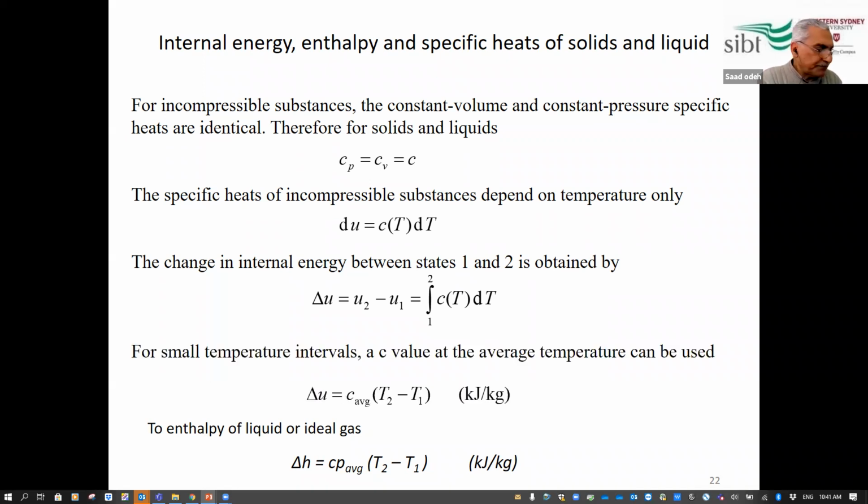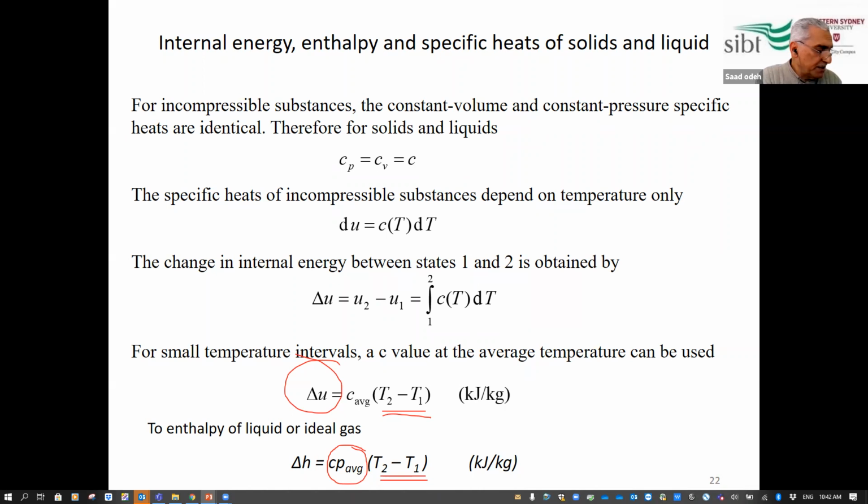So therefore, the delta U value is the average value of the specific heat at constant volume multiplied by delta temperature for a certain process. Same thing for the enthalpy of an ideal gas or liquid. If we know the Cp average, then the change in enthalpy is simply Cp average multiplied by the change in temperature.